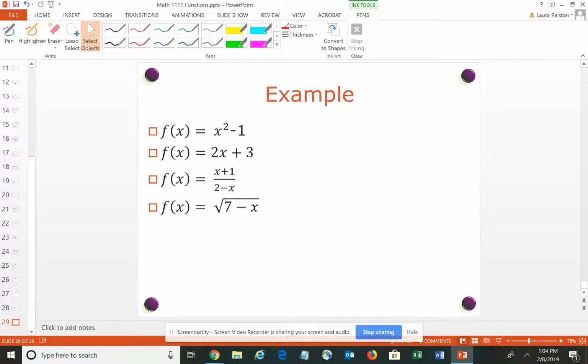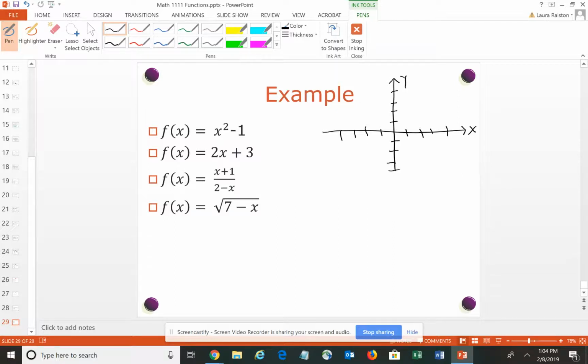Okay, so let's look at a couple of examples. I don't have my graphing calculator pulled up, so I'll try to do these for you by hand. So looking at f of x equals x squared minus 1, I'm going to come over here and do a rough sketch of it. It doesn't have to be perfect because you just need to get a basic idea of what the graph is going to look like. I recognize that it's going to be a quadratic.